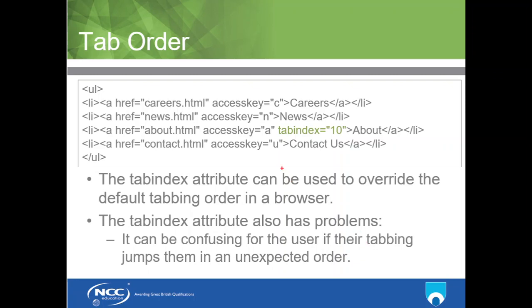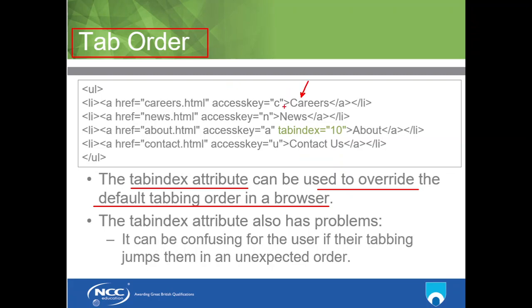Then we now look at the concept of the tab order. Now, the tabindex attribute can be used to override the default tabbing order in a browser. Generally, when you press tab on your keyboard, if you are here, you press tab, it goes here. You press tab again, it takes you here. You press tab again, it takes you here. So you can see that the tab order is being executed element after element.